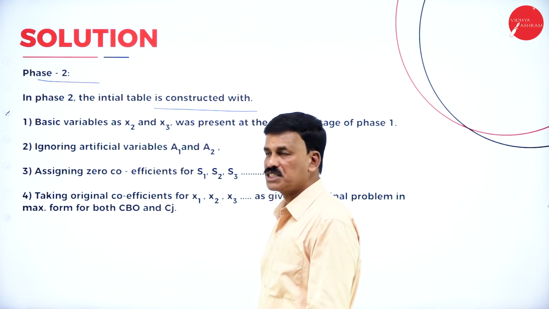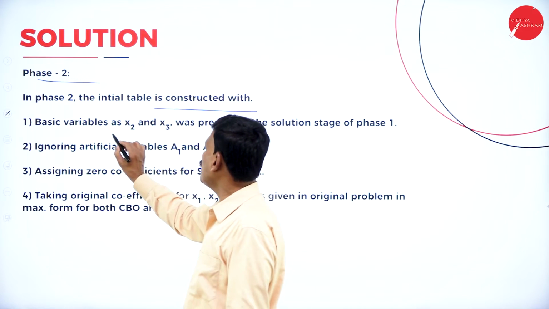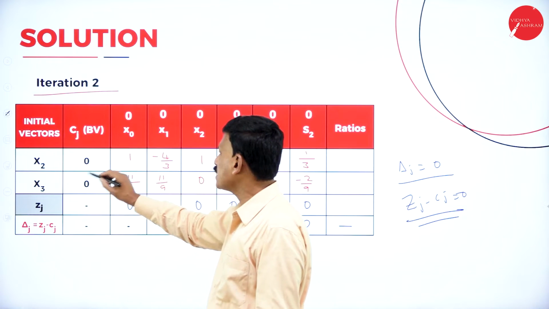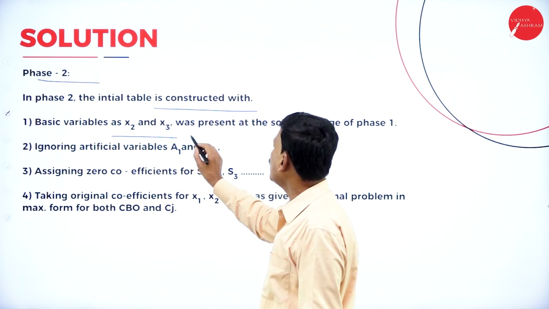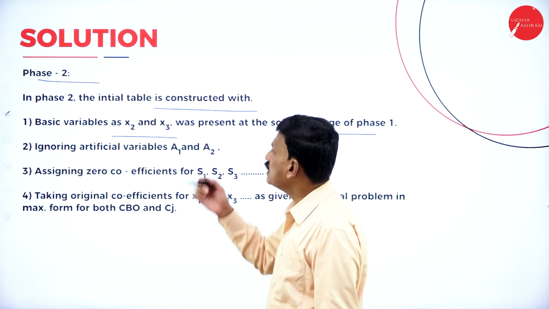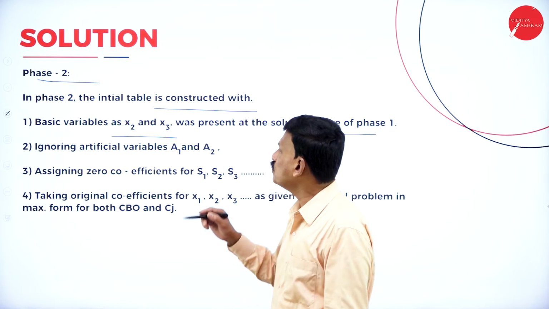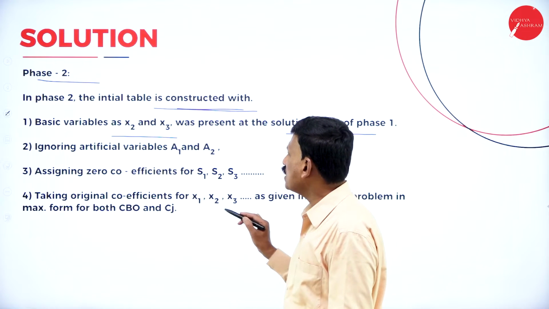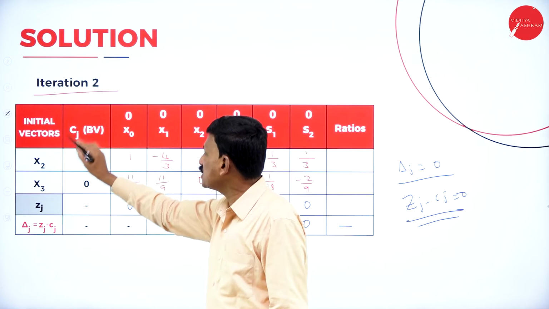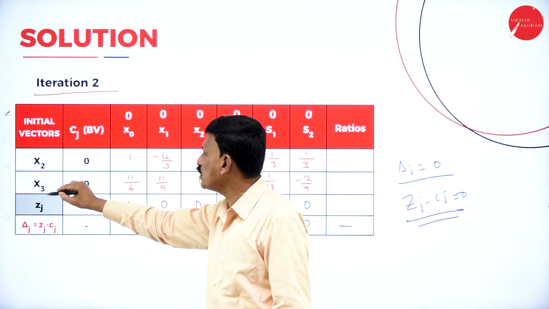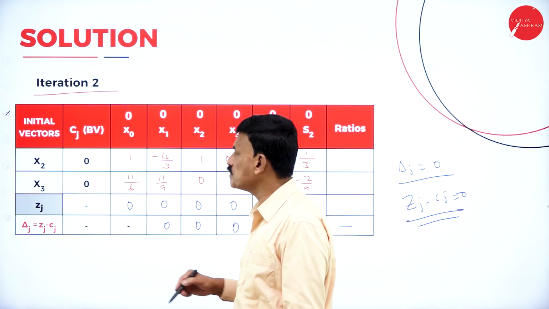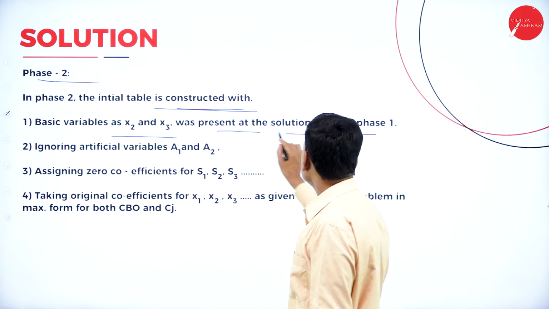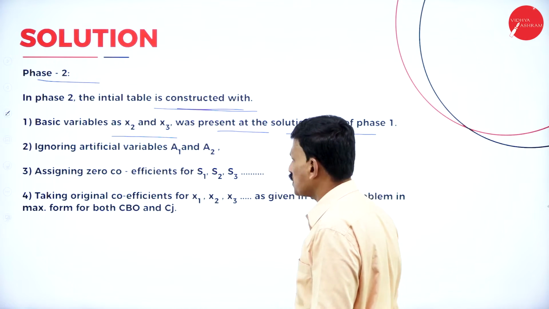Now, how to construct the initial simplex table? With basic variables as x2 and x3. The basic variables are x2 and x3, same as that of iteration number 2. In phase 2, the initial table is constructed with the basic variables x2 and x3 as in iteration number 2. The basic variables are the same, x2 and x3, and the coefficients are also 0 and 0. The basic variables x2 and x3 were present in the solution stage of phase 1.